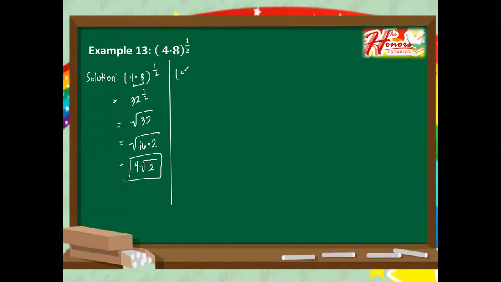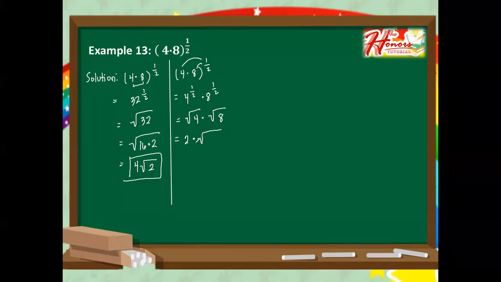So let's copy the given. That's the quantity of 4 times 8 raised to 1 half. You have to distribute 1 half to each of the numbers inside the parentheses. Then it will become 4 raised to 1 half times 8 raised to 1 half. And then we have to change this into radicals. Then it will become the square root of 4 times the square root of 8. The square root of 4 is 2, times the square root of 8.